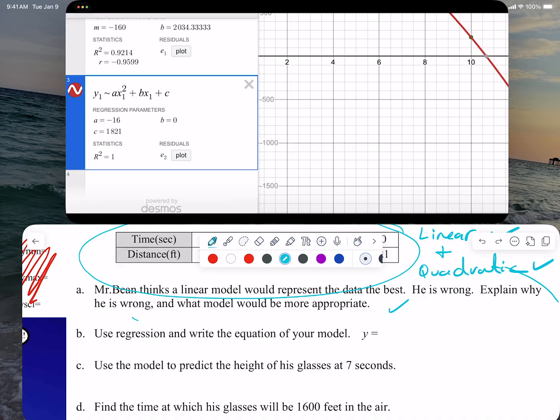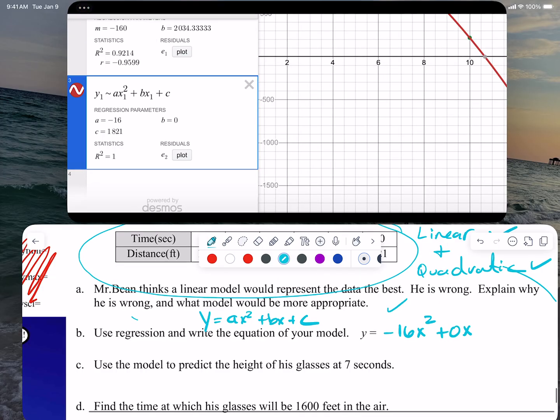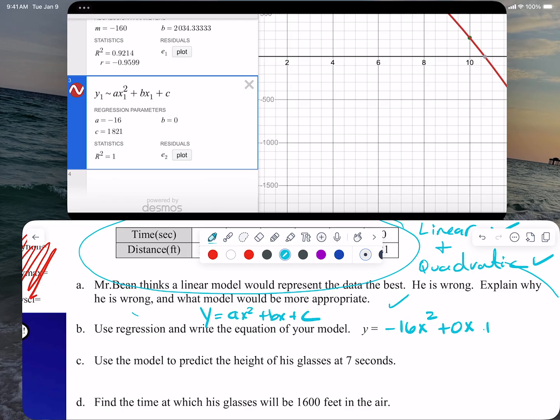So we do y equals. You're going to put it in this form. Standard form looks like this: y equals ax squared plus bx plus c. You're going to replace the a, the b, and the c with what's given to you from Desmos. So it's y equals, a is negative 16, x squared. It doesn't have a b term, so it's 0x. You typically wouldn't write that, but I'm just showing you. And then your c is 1821. There's the correct equation that models the data that's given.